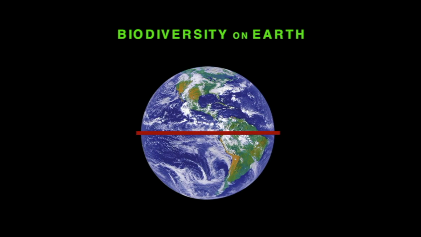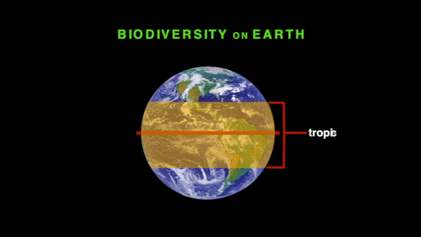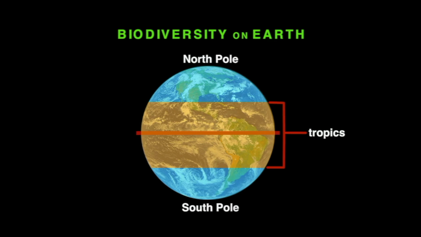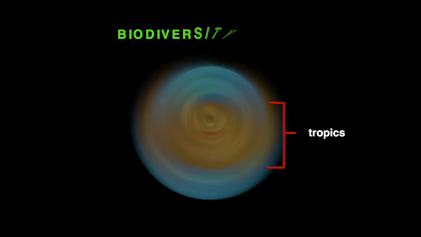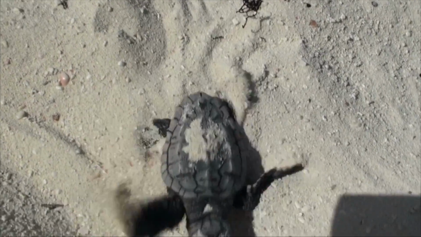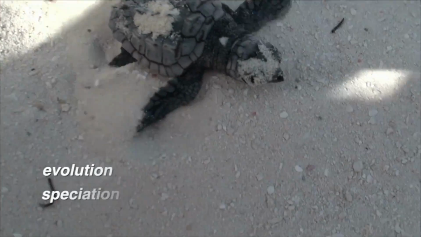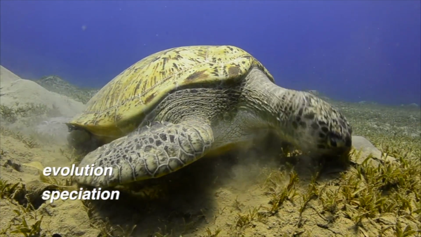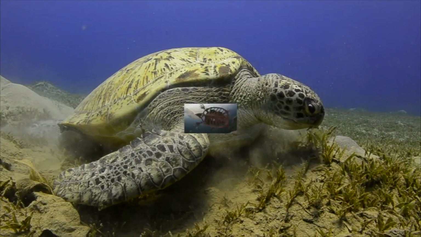Biodiversity shows several patterns. It is generally higher near the tropics and decreases towards the poles. Biodiversity has increased over time. Today's biodiversity is a result of 3 billion years of evolution and speciation, the differentiation of populations into new species.